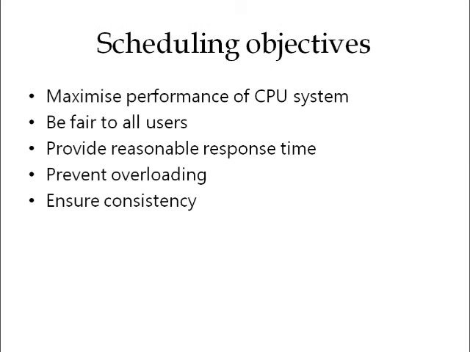To make an effective schedule, we first lay out the goals of our scheduler. A scheduler should maximize the performance of the CPU system. It should be fair to all users. It should provide reasonable response times so that delays are not noticed by the user. Overloading should be prevented at all costs, as this could lead to a system failure. It should ensure consistency by handling similar situations in the same way.